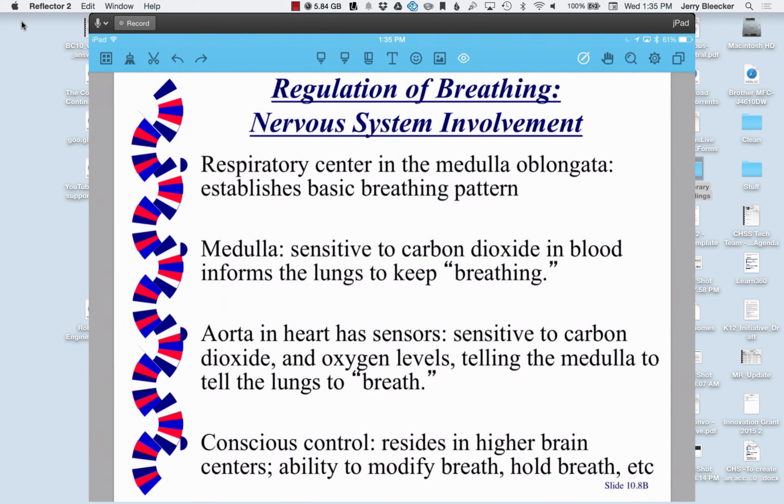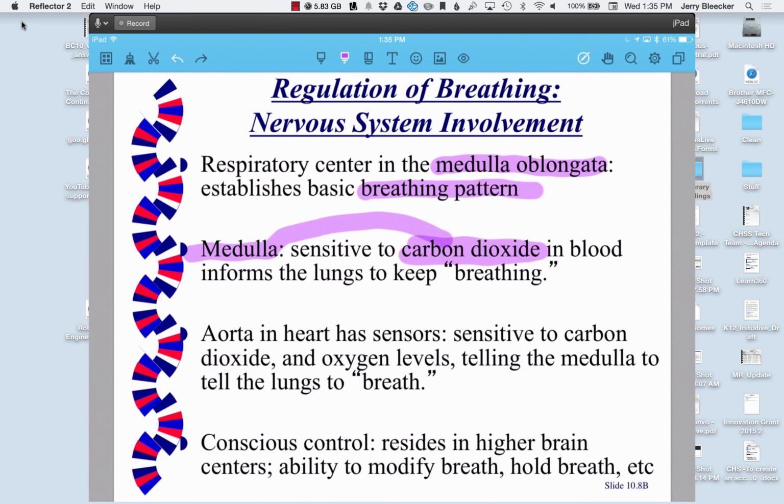So just a couple of regulatory things here. You really do need to know this function of the medulla oblongata, right? All about establishing a breathing pattern, okay? And carbon dioxide levels in the blood are really what the medulla oblongata is listening to.